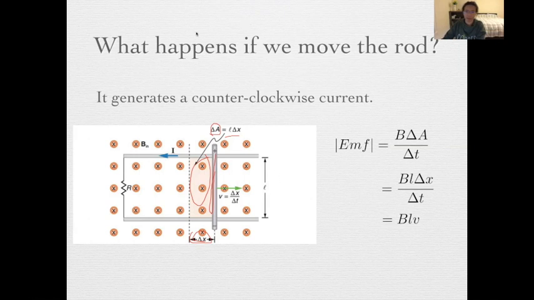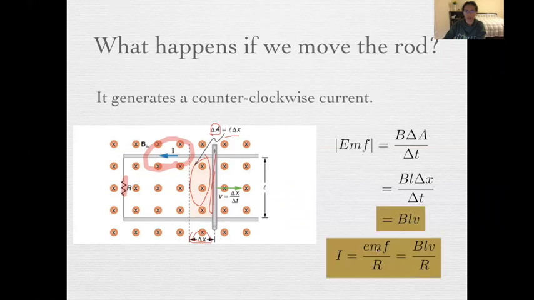And if I want to find out what is the current going on this track, say if this rail is attached to a resistor, then we can take this voltage divided by the resistance, and we will get the current. So the current running on this rail will be BLV over R. So this is what happened. This is basically a case that we already know.